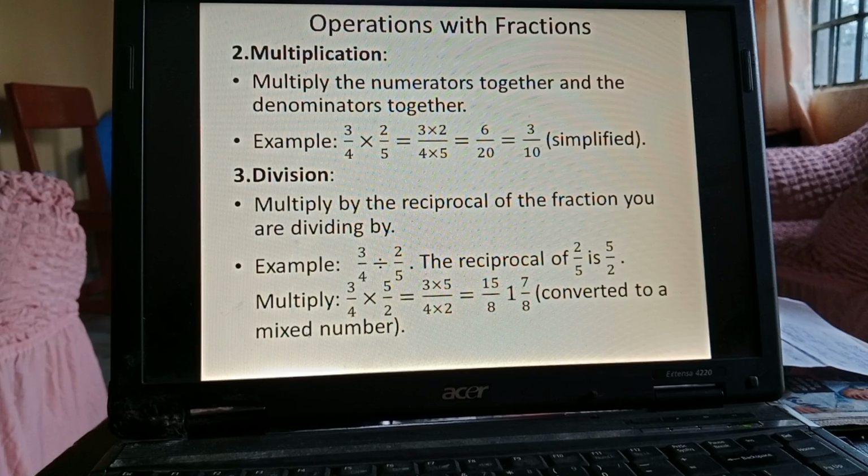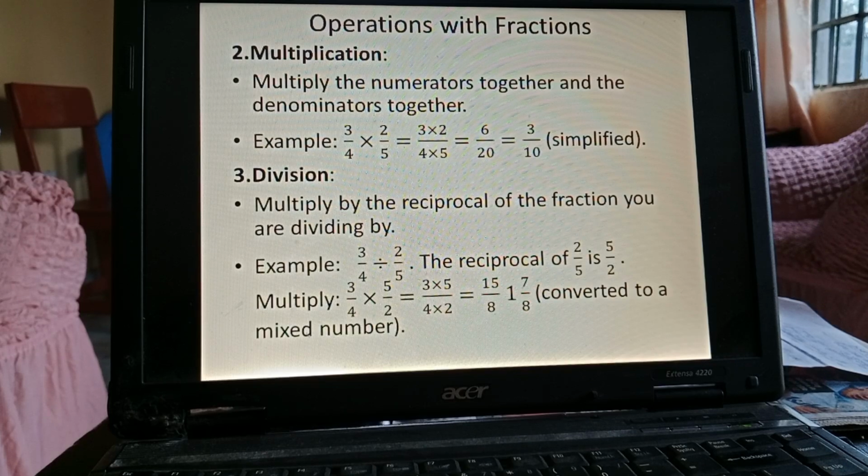And therefore, 3 over 4 times 2 over 5 is equal to 3 times 2 over 4 times 5. And 3 times 2 is 6. 4 times 5 is 20. Simplified will be 3 over 10 because there is a common factor 2 in 6 and 20. So you divide 6 by 2 and you divide 20 by 2. 6 by 2 is 3, 20 by 2 is 10, you get 3 over 10.